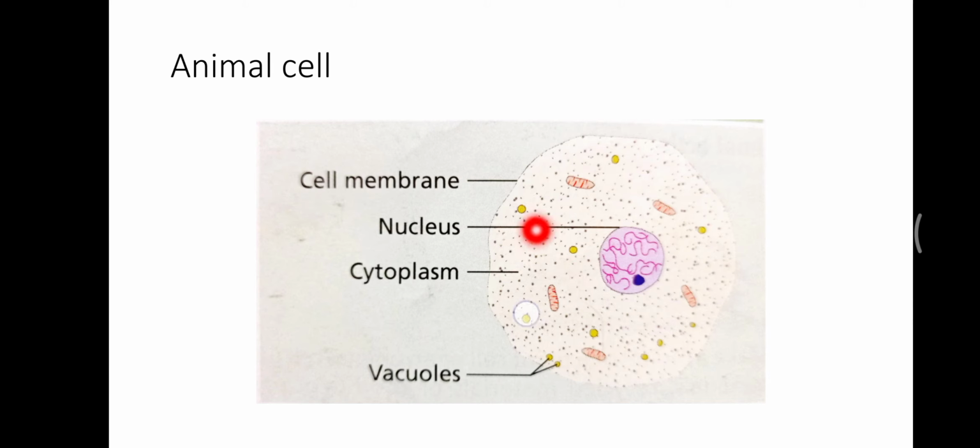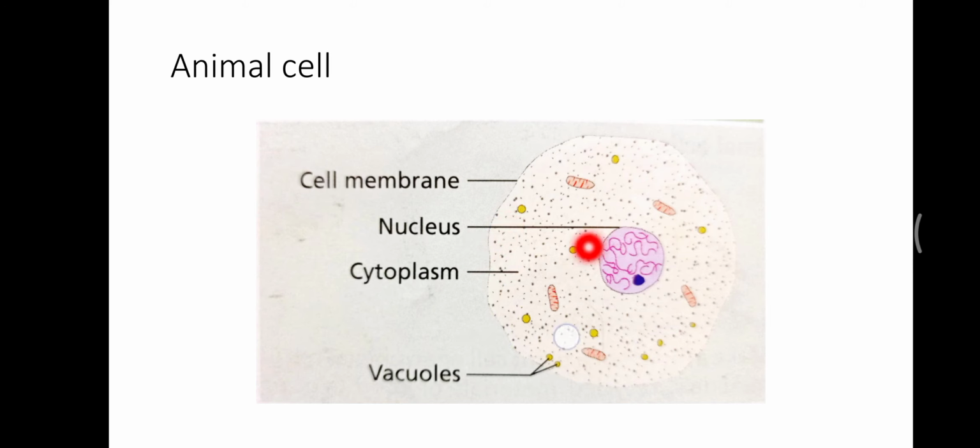these all portions. First one is the outer layer which is known as cell membrane. This is a thin layer that controls the movement of materials into and out of the cell. It is partially permeable, that is, it allows only certain materials to pass through.